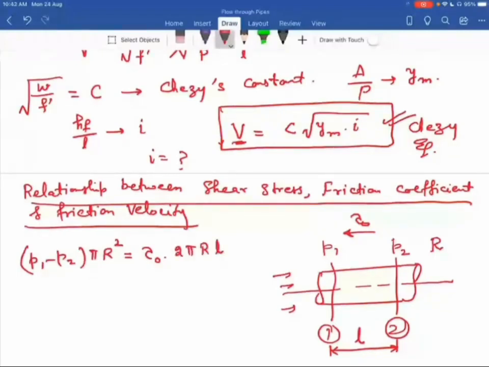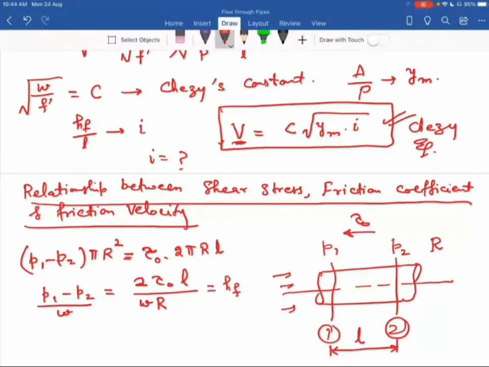So I can write P1 minus P2 into pi r square should be equal to the resistance force tau O into 2 pi r L. So from here we find P1 minus P2, which comes out to be 2 times tau O, then L divided by R. Divide both sides by W. So this is again the head loss from section 1 to section 2 due to resistance force. That resistance force exists due to the friction between section 1 to section 2. So we can also write it as h_f.